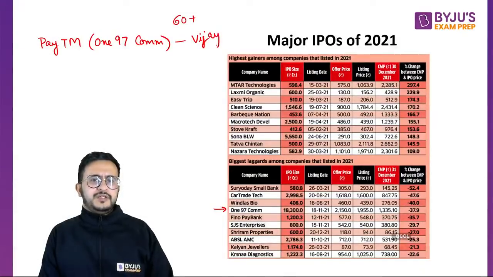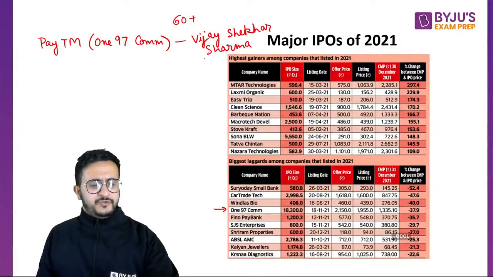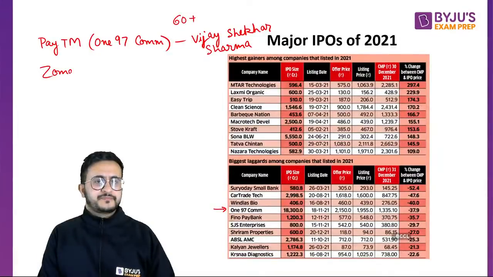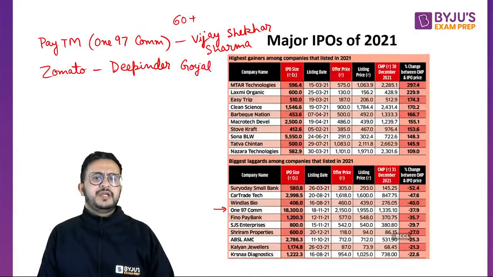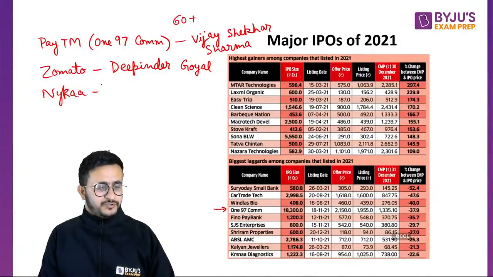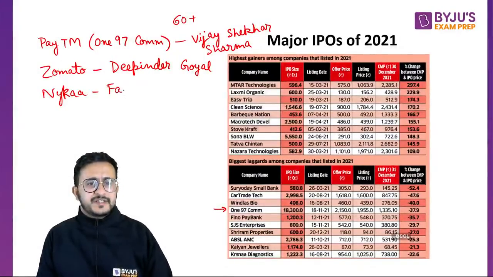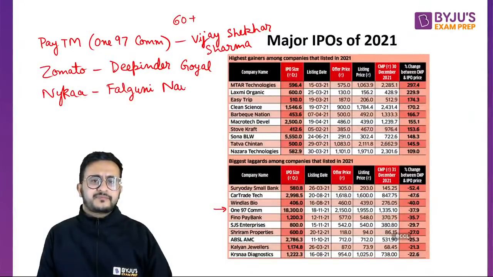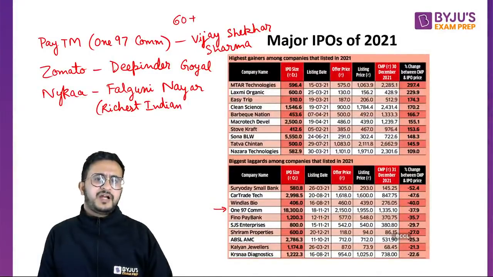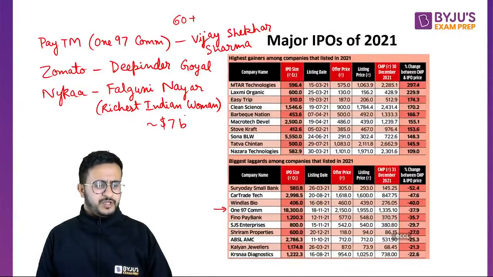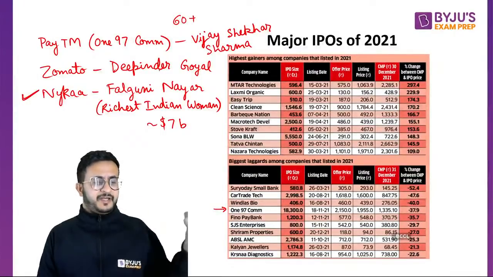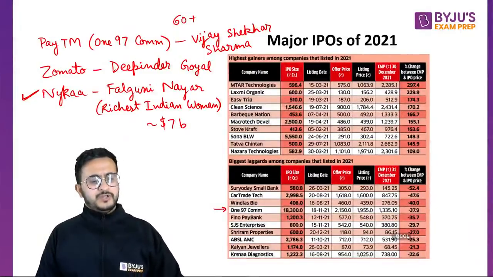So know the leaders of these companies, because they were in news because of listing, right? Then you have Zomato, another company that was in news. The CEO is Deepinder Goyal. Then Nykaa was another company in news, and the CEO is Falguni Nair. Now she is the richest Indian woman after this IPO, with a net worth of around $7 billion. So Falguni Nair, the Nykaa founder, know this name, because it might be asked who is now the richest Indian woman. That is Falguni Nair.